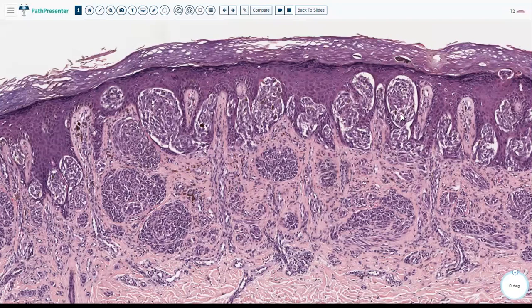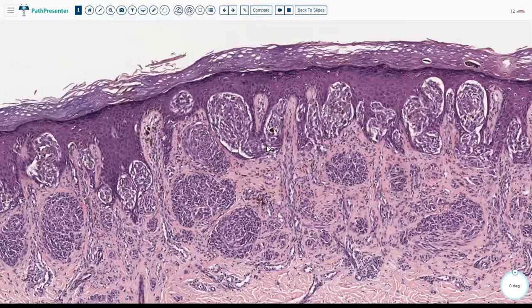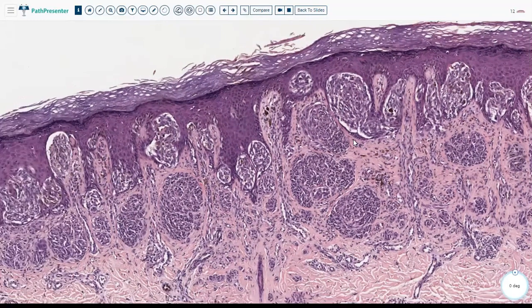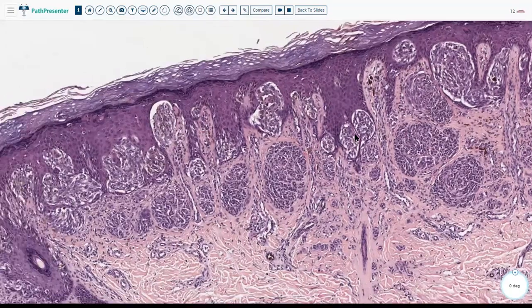A distinguishing feature is here. You can see there are clefts, a lot of clefts between the rest of the epidermis and the nest. That is a very common feature seen with the Spitz nevus. Another feature you can see is the nests are somewhat vertical, like they describe them, like bananas on a banana tree. You can see here, they're very vertical.